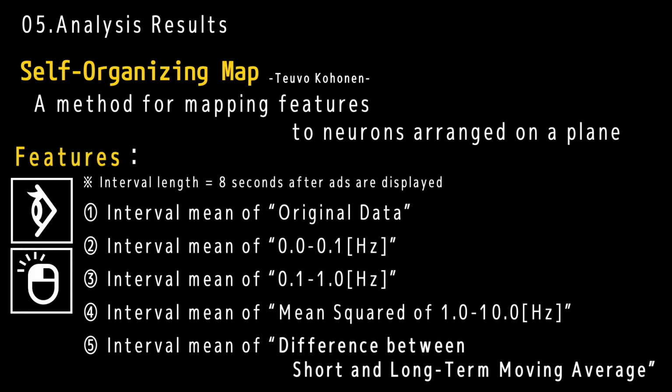The signals presented so far are time series data. Time series data is difficult to handle in SOM. Therefore, we determine a certain interval and calculate the average value of the signal within that interval. In this case, we set the interval to 8 seconds after the ad is displayed. These 5 data are used to train the SOM.